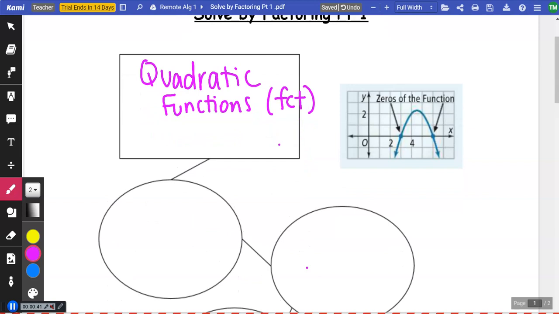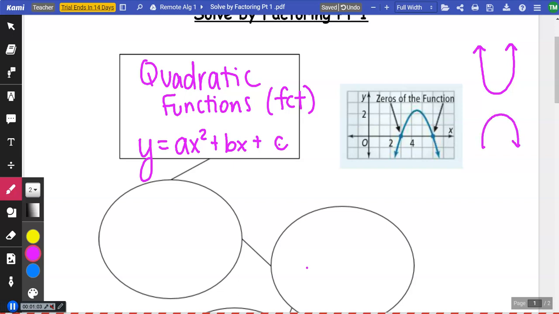And a quadratic function, the standard form of that function, is always going to be y equals ax squared plus bx plus c. And when you graph a quadratic, hopefully you remember from Algebra 1 a little bit that when you graph a quadratic, you get a parabola. So you can have an upwards facing parabola or a downward facing parabola. And anytime you graph a degree 2 function, you're going to end up with a parabola.